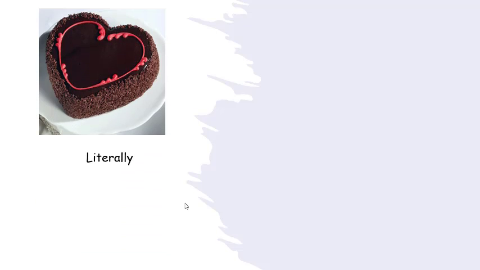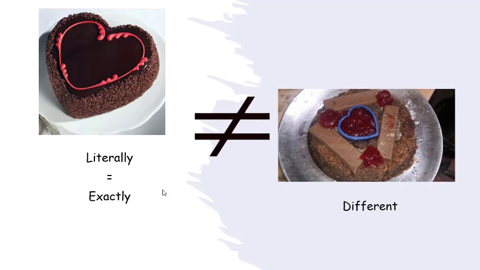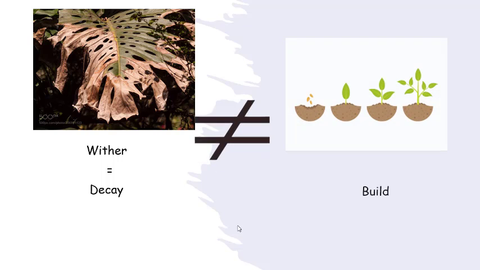Now literally. If you want to make a cake and you want to make it literally good, it's like this. Or it will be exactly good. So you made the cake exactly like the picture. But if you didn't do it exactly like the picture, you will do it different. So this is different. So let's see the next word. Wither. And the synonym of wither is decay. But the antonym of wither, to build.